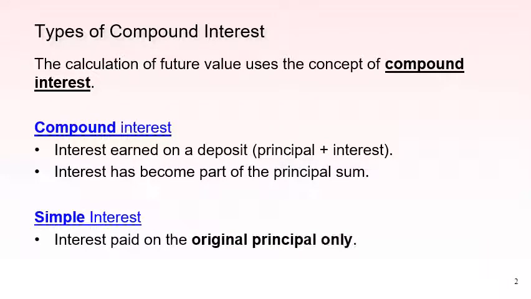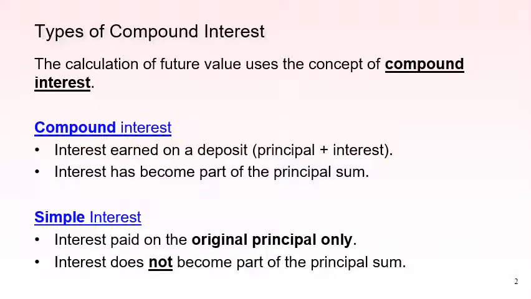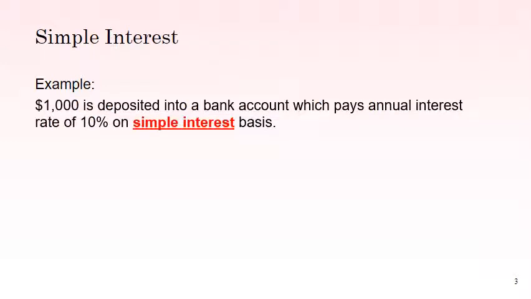For simple interest, the interest is paid on the original principal only. Interest does not become part of the principal sum. Let's use an example to illustrate simple interest. $1,000 is deposited into a bank account which pays an annual interest rate of 10% on a simple interest basis. How much is the interest after 3 years?